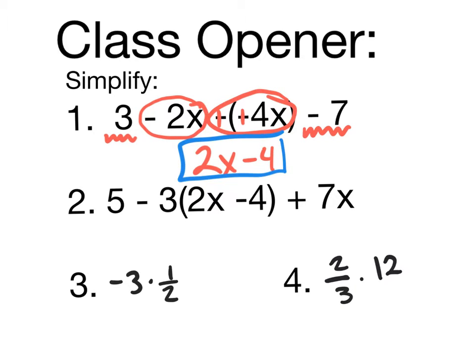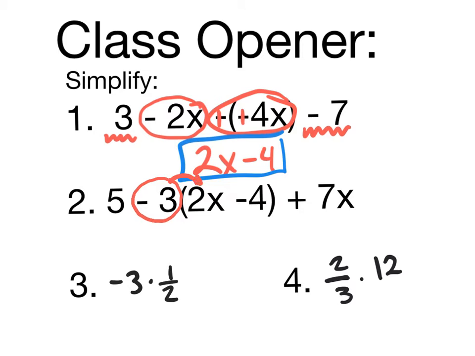Let's move on to number 2. See, when you look at number 2, there's multiplication right here, there's addition, there's subtraction. You have to multiply first. So I recommend when you are faced with distributing, to circle the term that you're going to be distributing and include the sign that's in front. So we're going to call that a negative 3 instead of a minus 3.